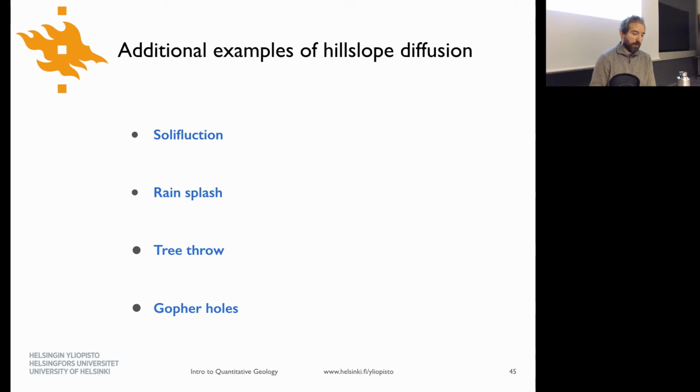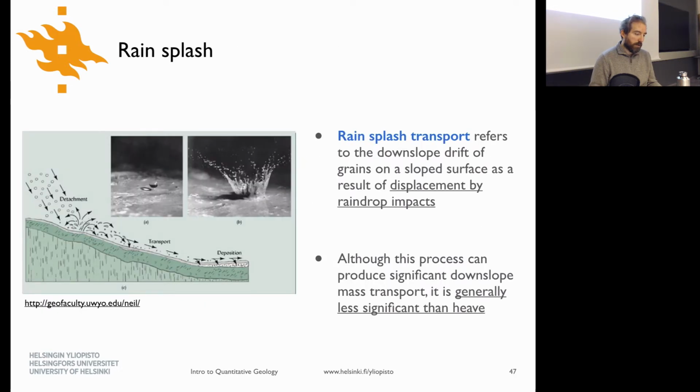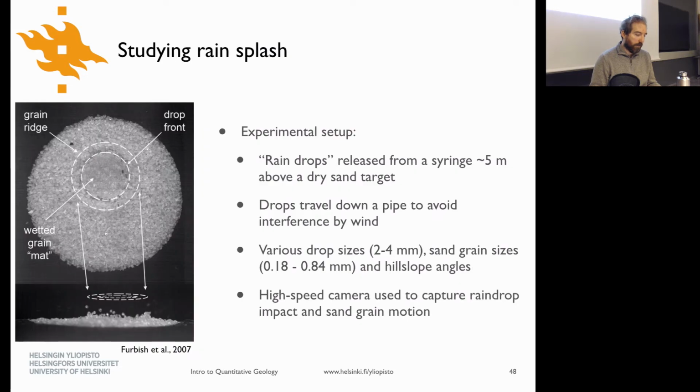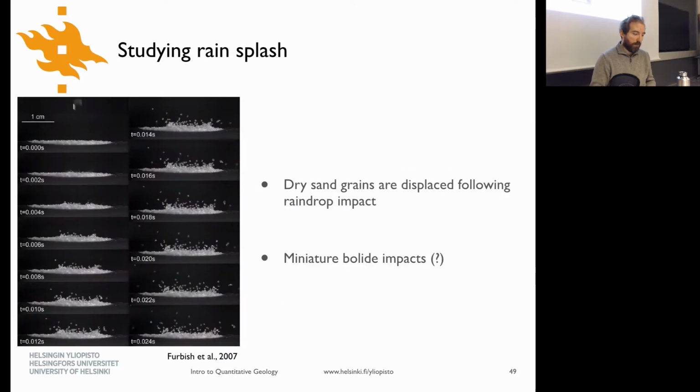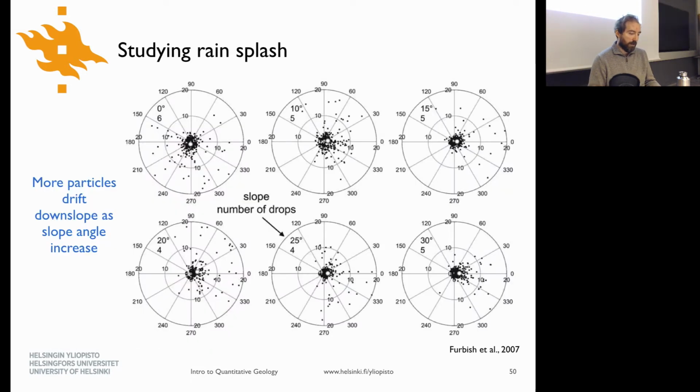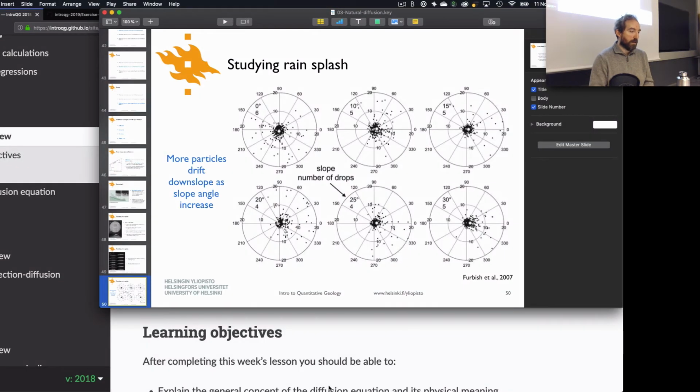So if you're interested in that, there are a few examples of these other hillslope diffusion processes. The rain splash one is kind of nice because someone actually did a laboratory experiment of dropping water droplets onto sand with different slopes and watching how the sand grains get flung with a high resolution camera. So if you're curious, you can see some examples of that type of process in the extra slides for the lecture for today.